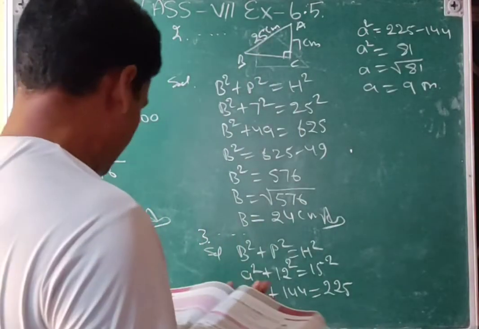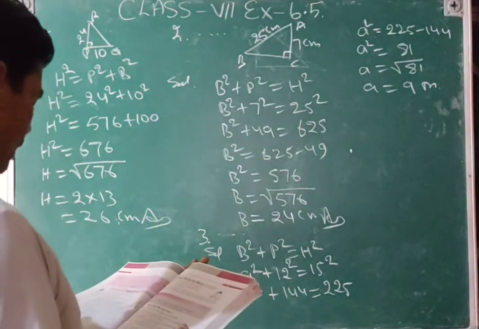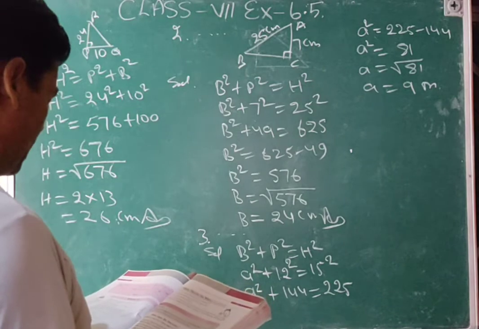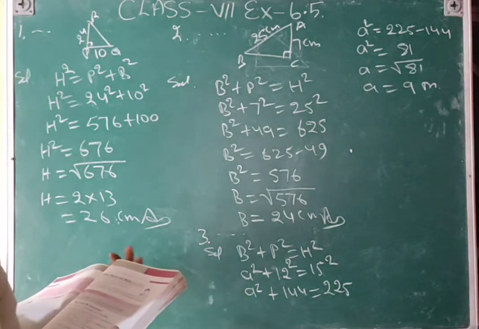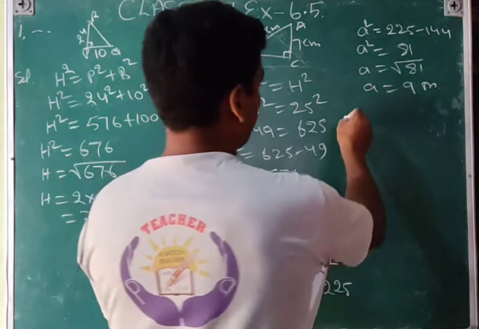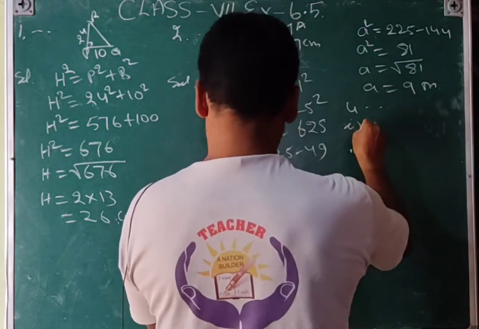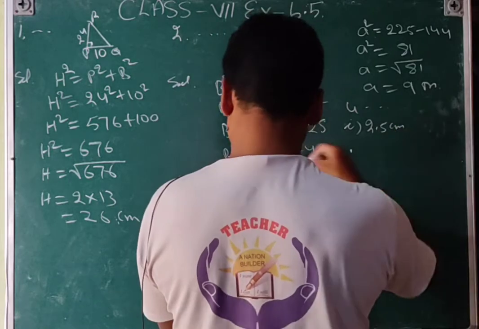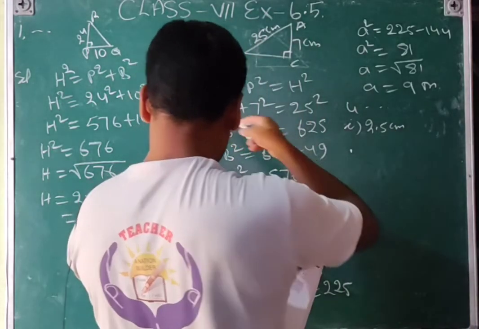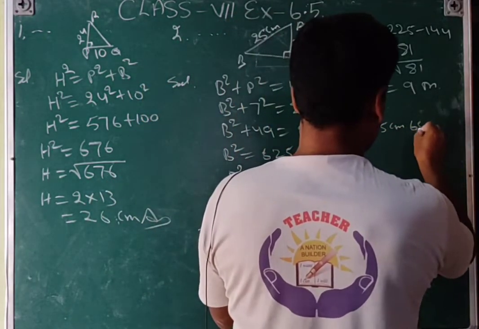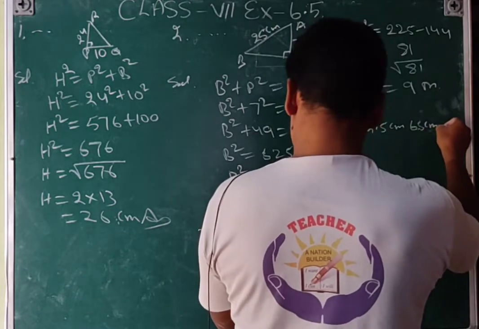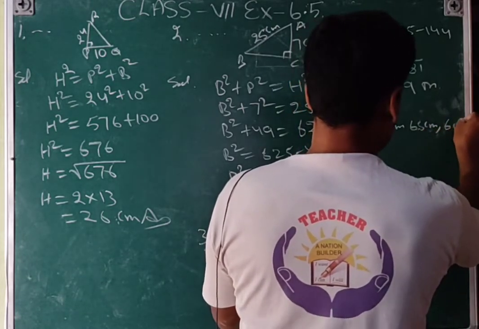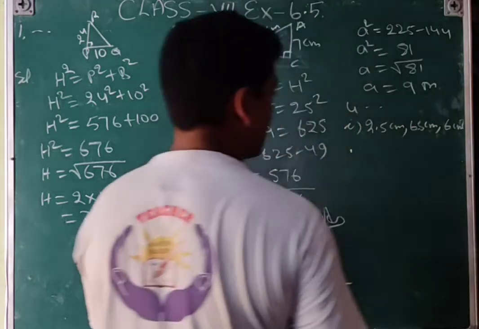And then question number 4. Which of the following can be the sides of a right triangle? This is also simple, no problem is there. First part: 2.5 centimeter, 6.5 centimeter, and 6 centimeter. So first of all we will take the smaller two numbers.